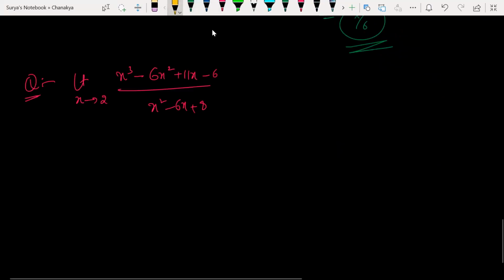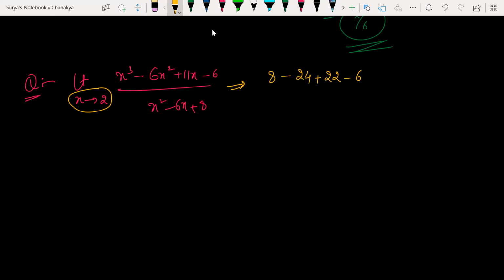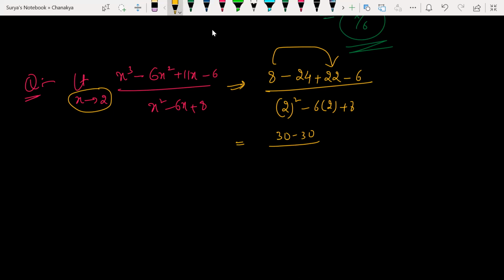Look at this here. So what is my first step? First apply the given x value. So 2 cube is 8, minus 2 square 4, 6 4s are 24, plus 22, minus 6. Divided by 2 square minus 6 into 2 plus 8. So 8 minus 24 plus 22 minus 6 is 0, and 4 minus 12 plus 8 is 0. So I'm getting 0 by 0 here.